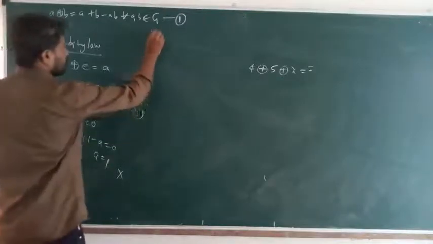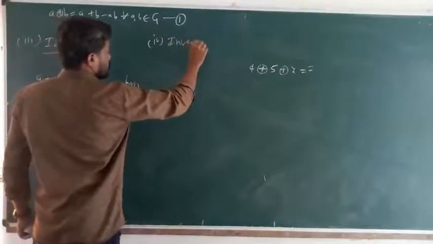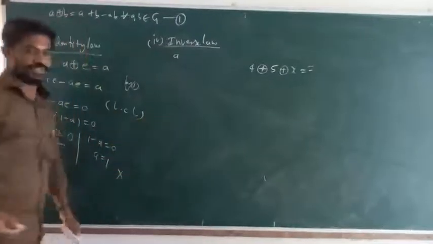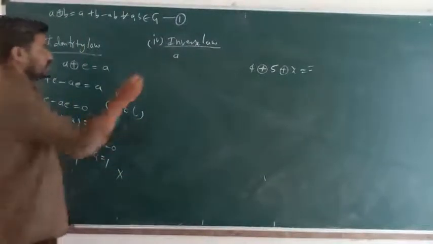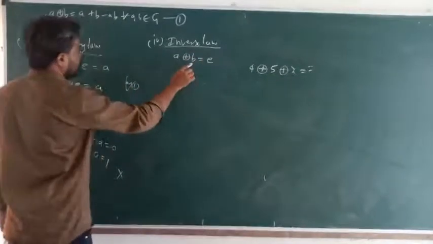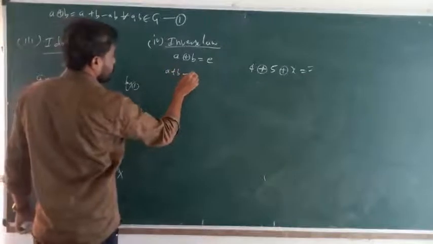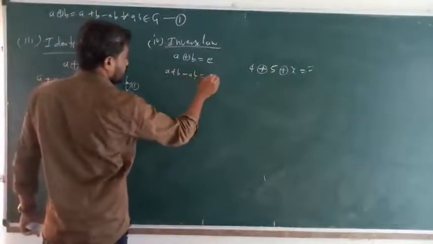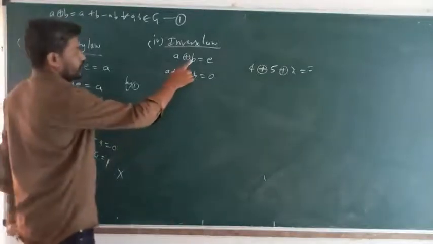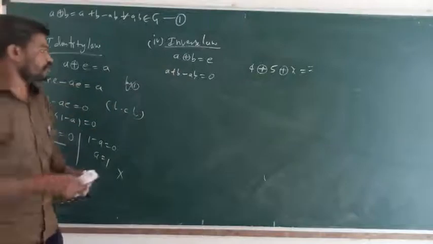Next one, inverse law. Inverse law, what is the formula? For the binary operation, A direct sum B is equal to E. A direct sum B is nothing but A plus B minus AB, which is equal to the E value. Identity is 0. So you can find B, the inverse. B is the inverse of A, meaning you can find the B value.